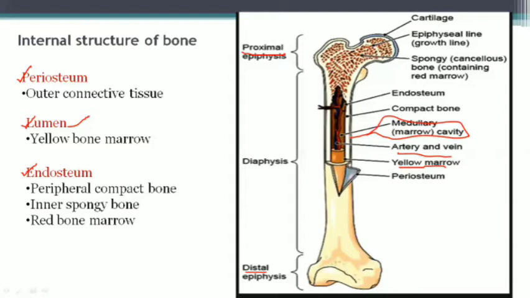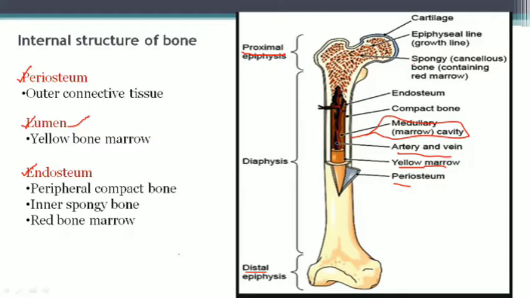If we talk about the upper layer of the bone, that is called the periosteum. The periosteum is the outer connective tissue around the bone, and the inner region of the bone is called the endosteum. Outer is periosteum and inner is endosteum, meaning the inner part of the bone. The endosteum further consists of a peripheral part called compact bone and the inner bone mass called spongy bone.